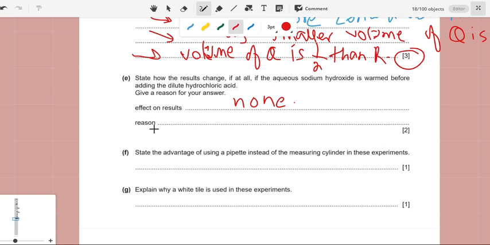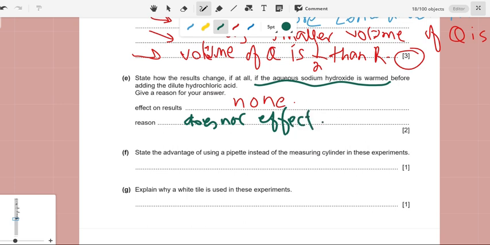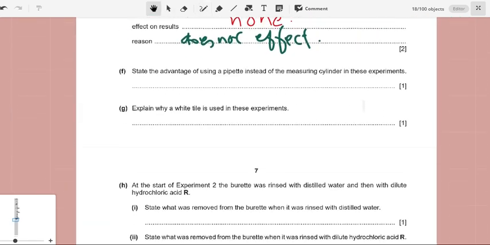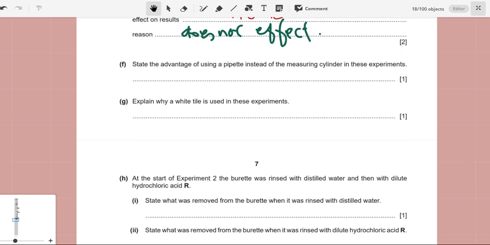none, and the reason is because you know that it does not change the amount like concentration or moles of sodium hydroxide. Okay, like when we warm the sodium hydroxide solution, it does not affect the overall because it does not affect the concentration, it does not affect the moles, or the amount of sodium hydroxide. So here it does not affect, and I told you the three reasons: moles, concentration, or amount of sodium hydroxide.